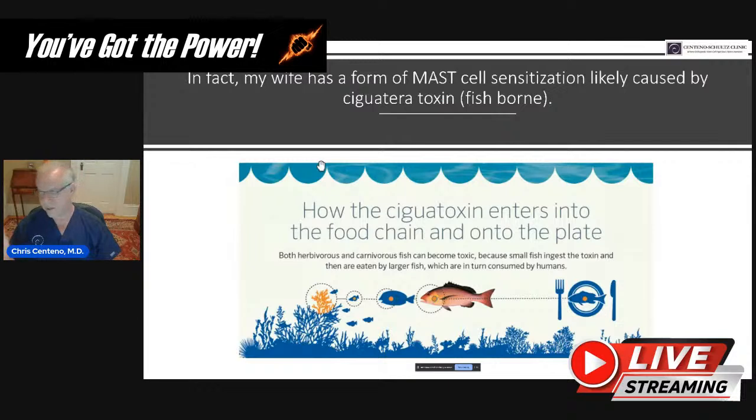And in fact, a little fun fact or not so fun fact about me that you may not know, my wife has a form of mast cell sensitization, likely caused by eating a fish that had this particular Ciguatera toxin in Florida. I think it was early last year, somewhere around there. So I've experienced this stuff firsthand in my own life.